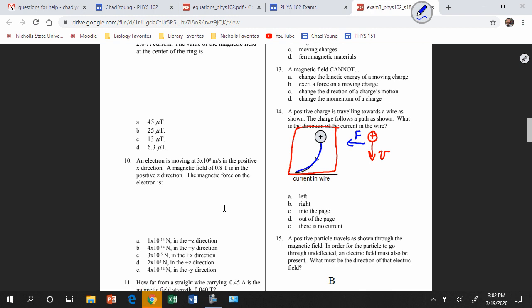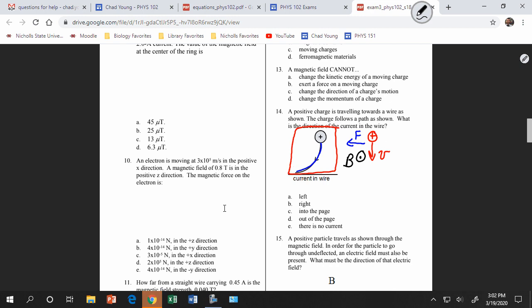So I let my index finger go in the direction of V, my thumb goes in the direction of F, and that means that the magnetic field, in this case, is out of the page. So B is out of the page. Index finger in the direction of V, thumb in the direction of F, and so the magnetic field, which is my middle finger, points out of the page in the plus Z direction. So that's the first part.